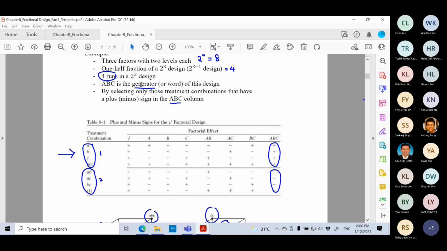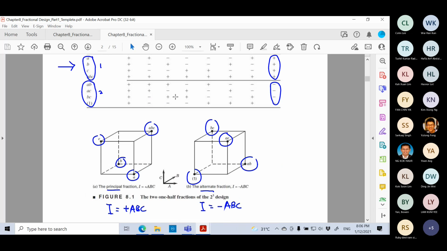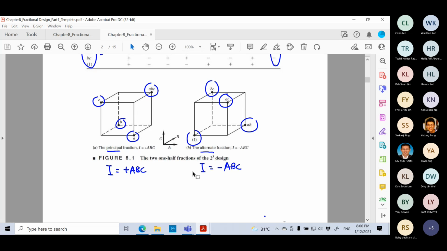This generator will be related to what we later call the alias structure. This is what I show to you: you can run the positive side, and you can also run the negative side. Combined together they become the full factorial design, but you only run a portion of them, either the positive side or the negative side.